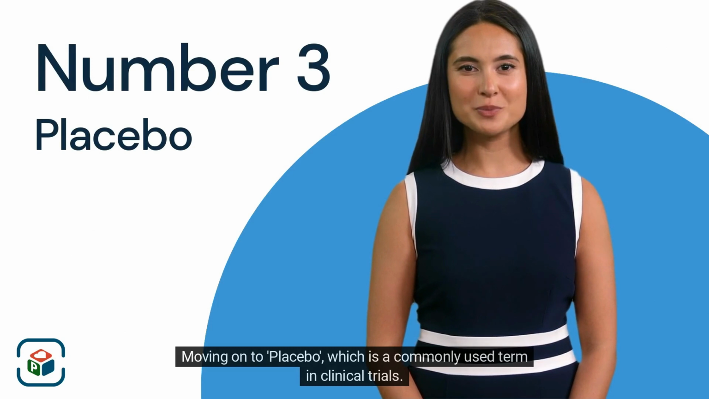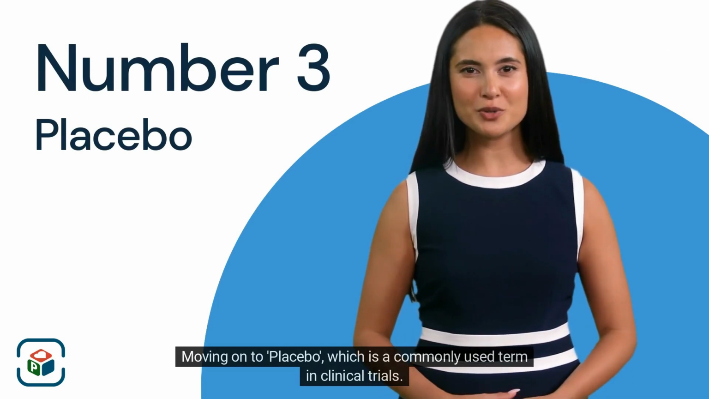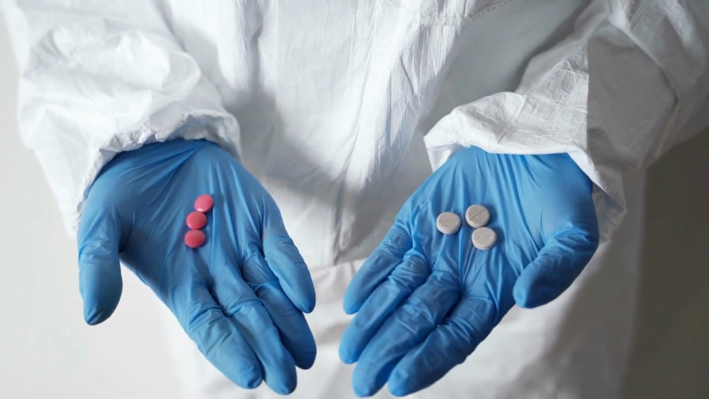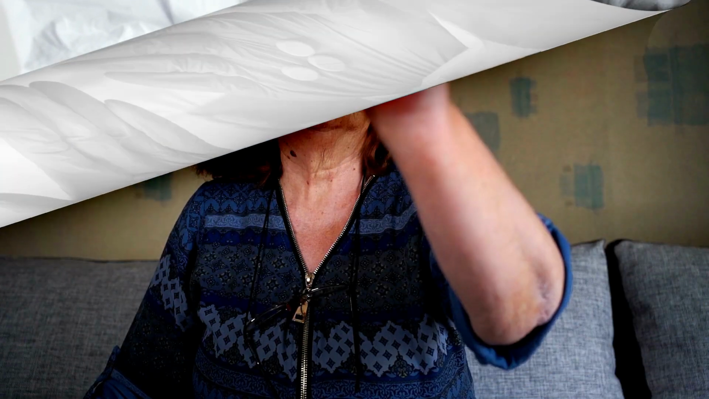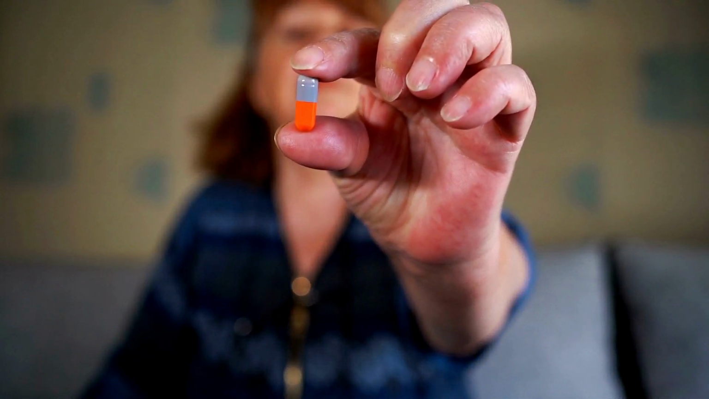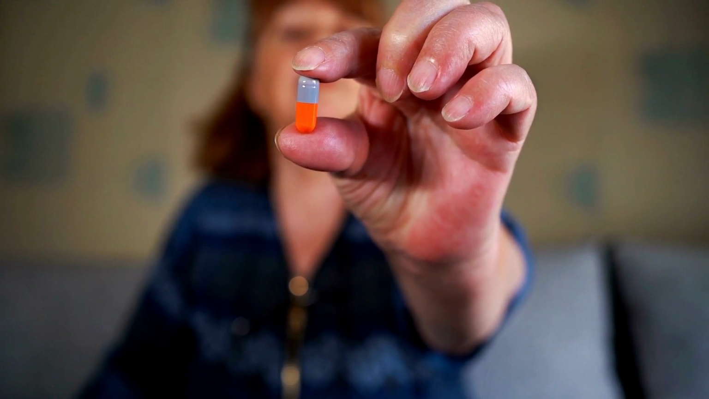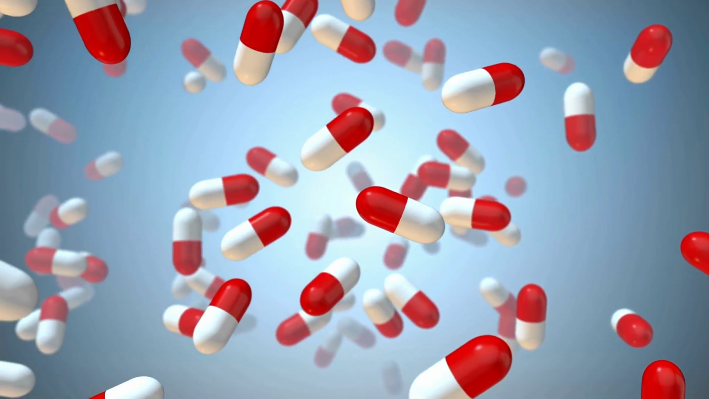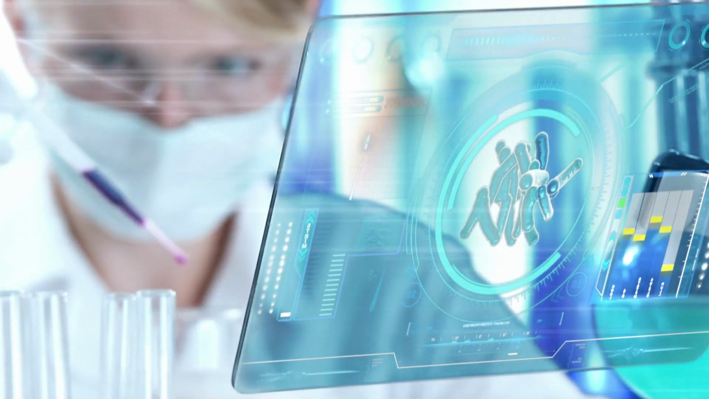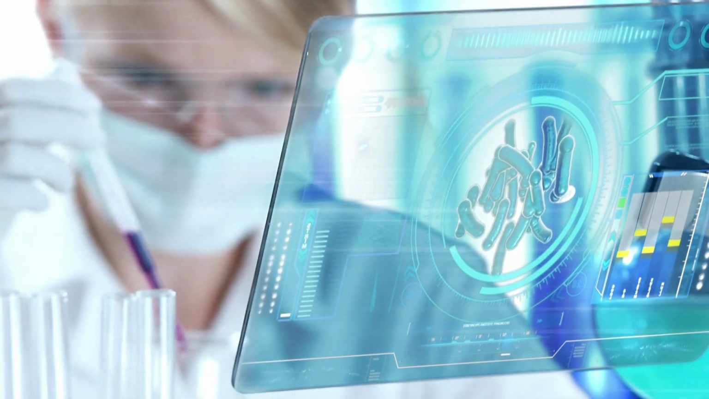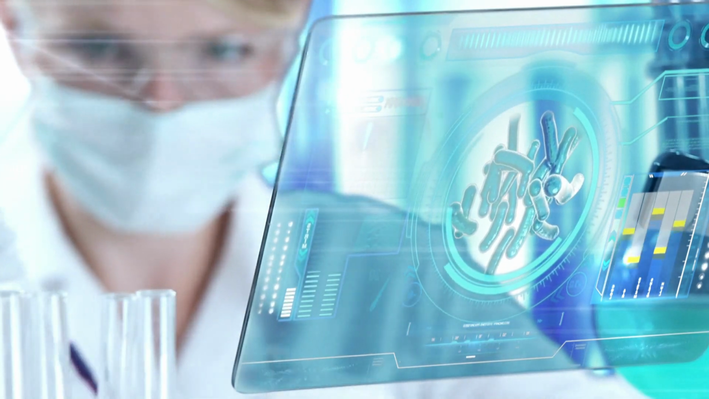Moving on to placebo, which is a commonly used term in clinical trials. A placebo is a dummy treatment that has no active ingredients, but is identical in appearance to the actual treatment being tested. It is used as a comparison group to assess the effectiveness of the experimental treatment. Placebos are used in controlled trials to account for the placebo effect, which is the phenomenon where participants may experience improvements in their condition simply because they believe they are receiving an effective treatment.